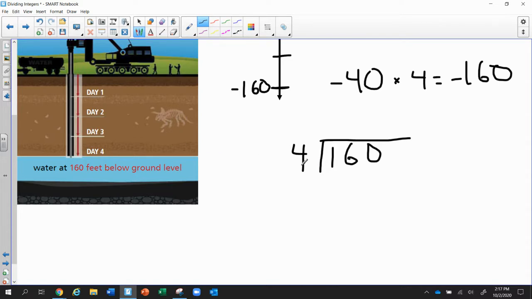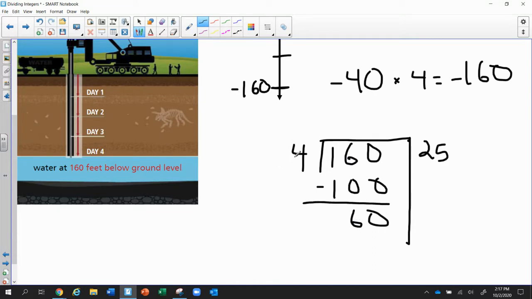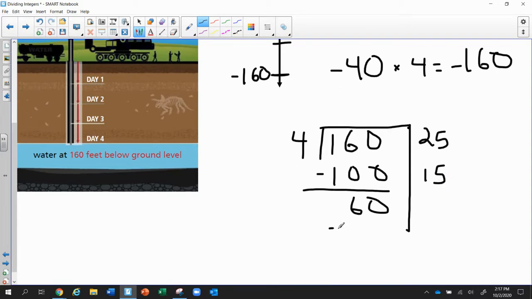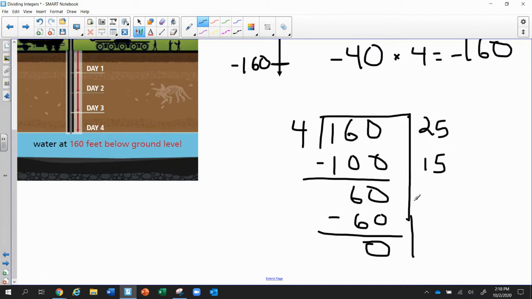Okay, and using partial products, you can go, well, 4 goes into 100. I know 25 times. That leaves me with 100. I'm left with 60. 4 goes into 60 15 times. Subtract. So this I'm just using my standard division rules here. And so I'm left with a remainder of 0. So now I have 25 plus 15. And that's going to give me 40.